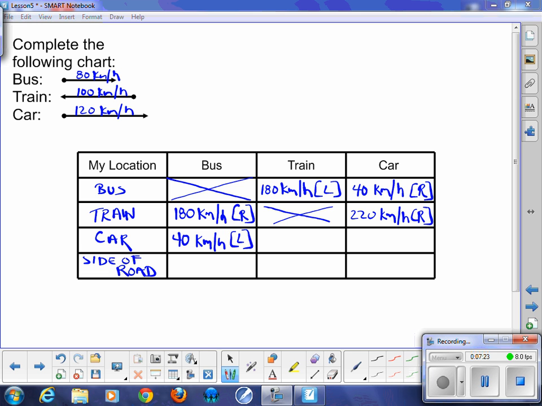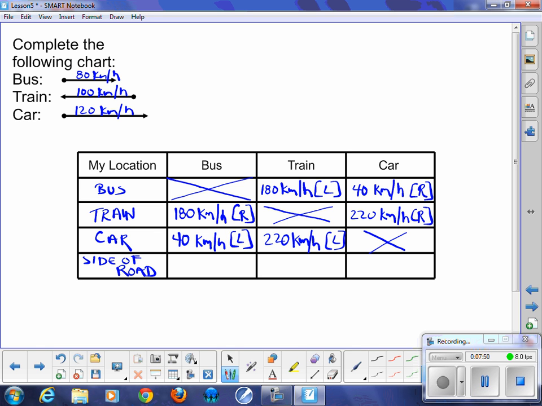Now when it comes to the train, same idea as we dealt with before, except now you're in the car. If you are driving parallel to the train tracks, it looks like the train's hurtling at you, or your brain believes it, at 220 kilometers an hour left, because your brain has you sitting in the car, that's your frame of reference, and every other object around you is moving.